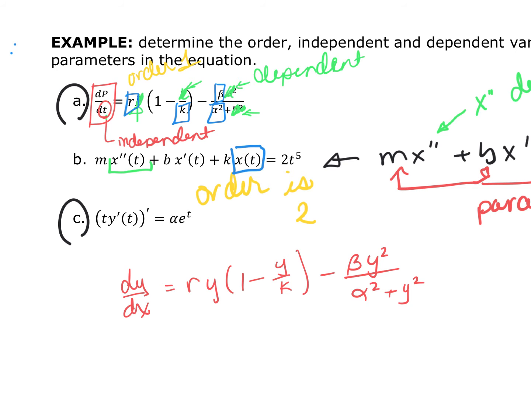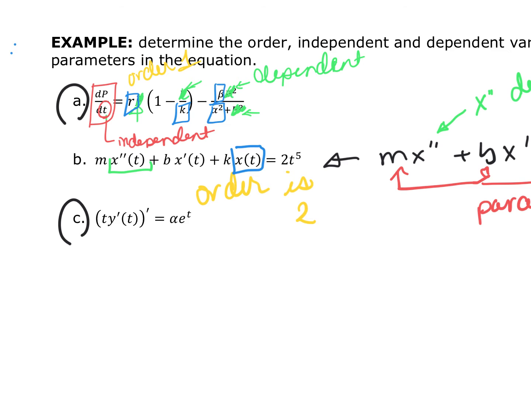That was really good. I like it. So let's take a look at C and see if you can digest which ones are your parameters, which ones are your independent, which ones are your dependent. And of course, lastly, what is the order of this? So as you're taking a look, I've got an answer in the chat window.